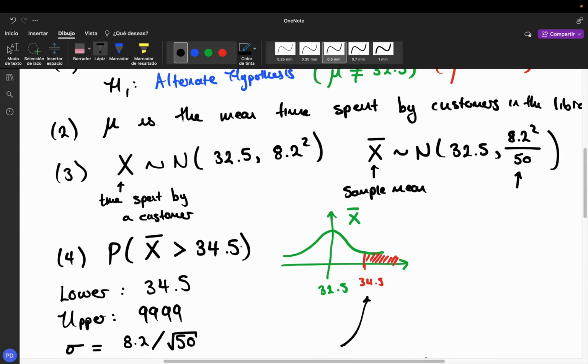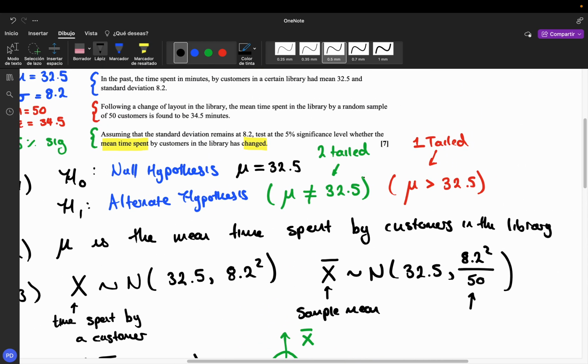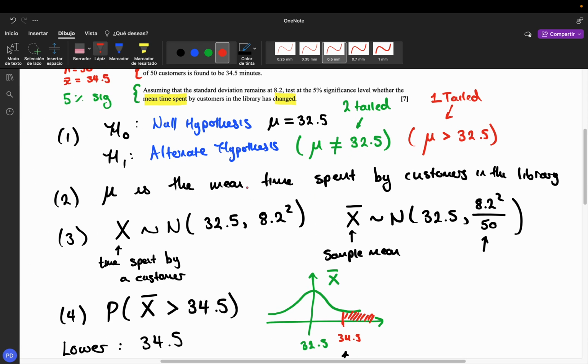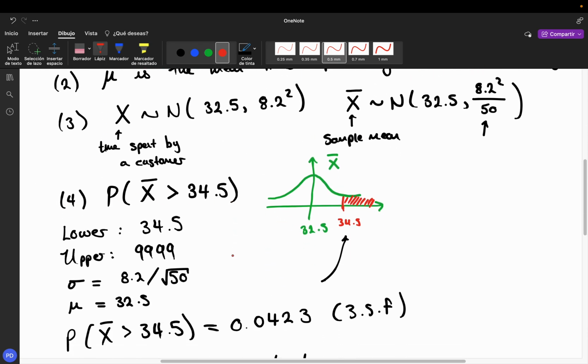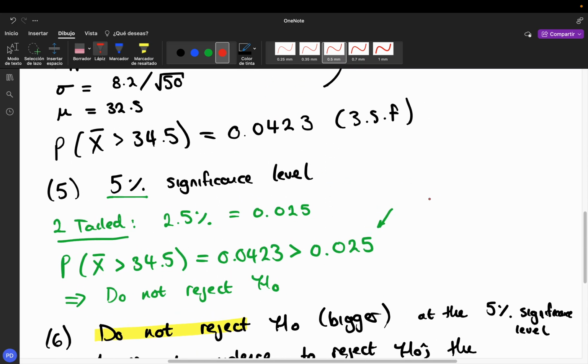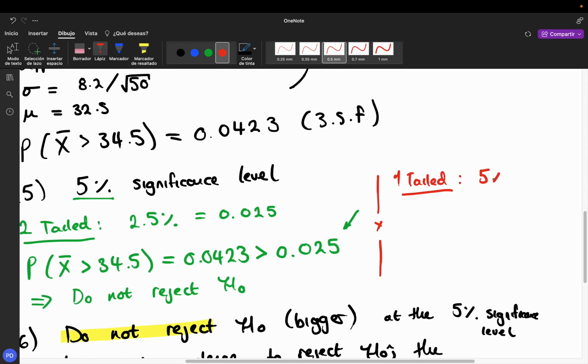Now, I alluded to up here, there are 2 ways to do it. We've just done a 2-tailed. Now let's look at how it differs for a 1-tailed. For a 1-tailed, step 2 is the same, step 3 is the same, step 4 is the same. Now, step 5. For a 1-tailed, we're going to compare it to the significance level. Just the significance level. We're not halving it or doing anything funky.